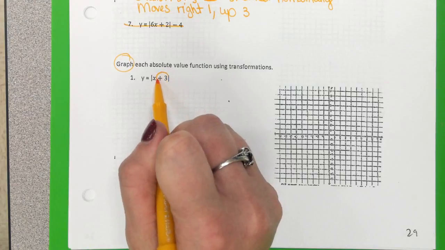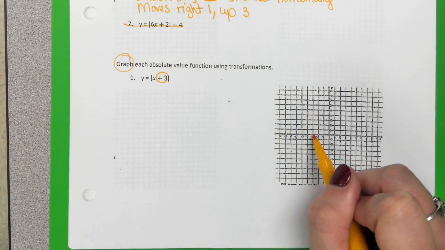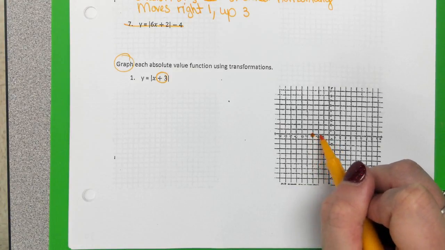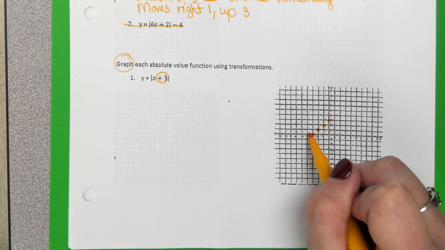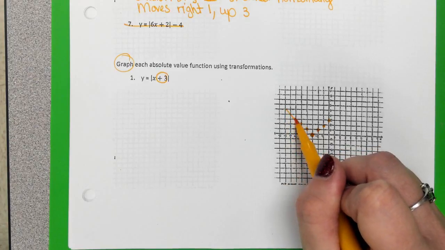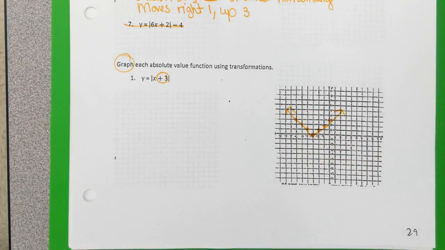So, what does this +3 inside tell me to do? Don't say over. Left, right? And then remember how we do this. We go up 1 and right 1 on both sides. You just go up 1, right 1.